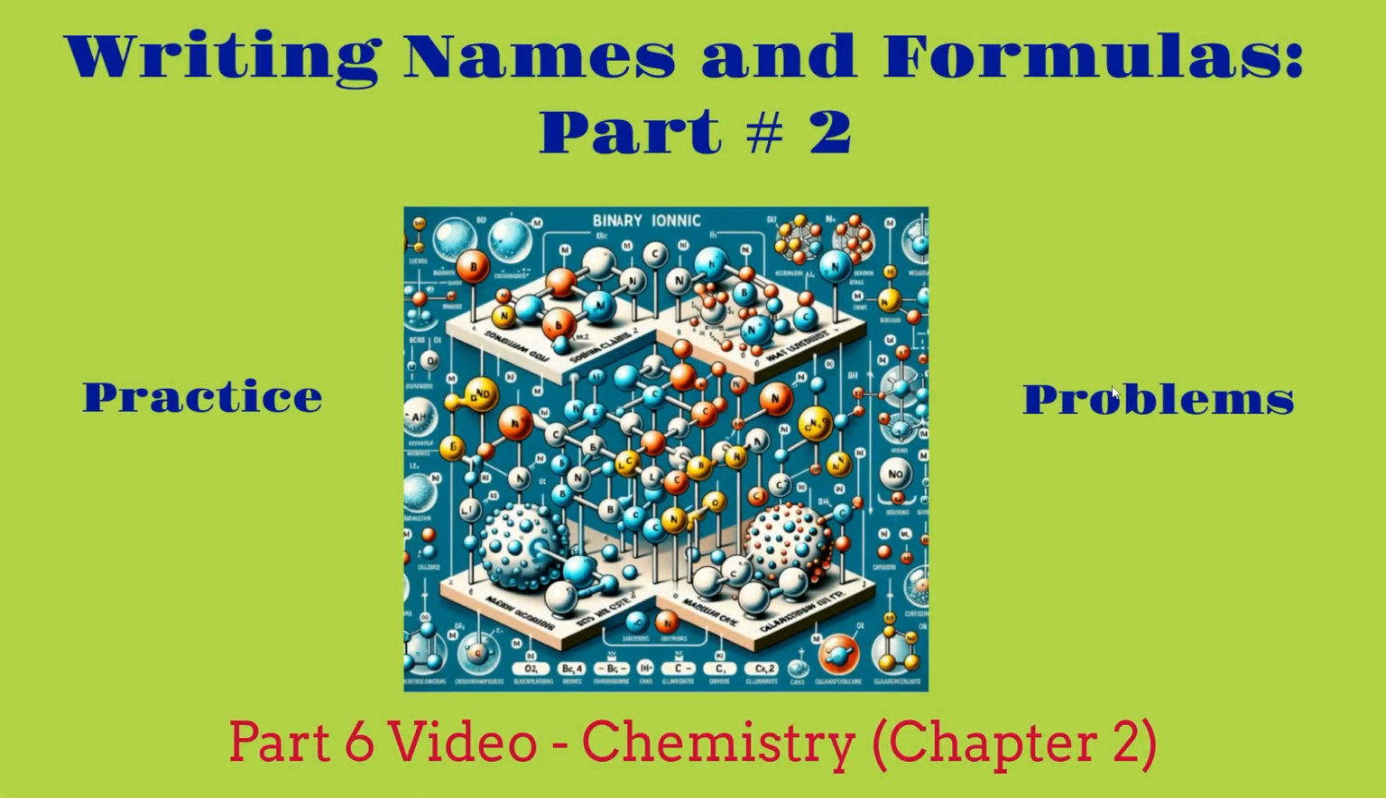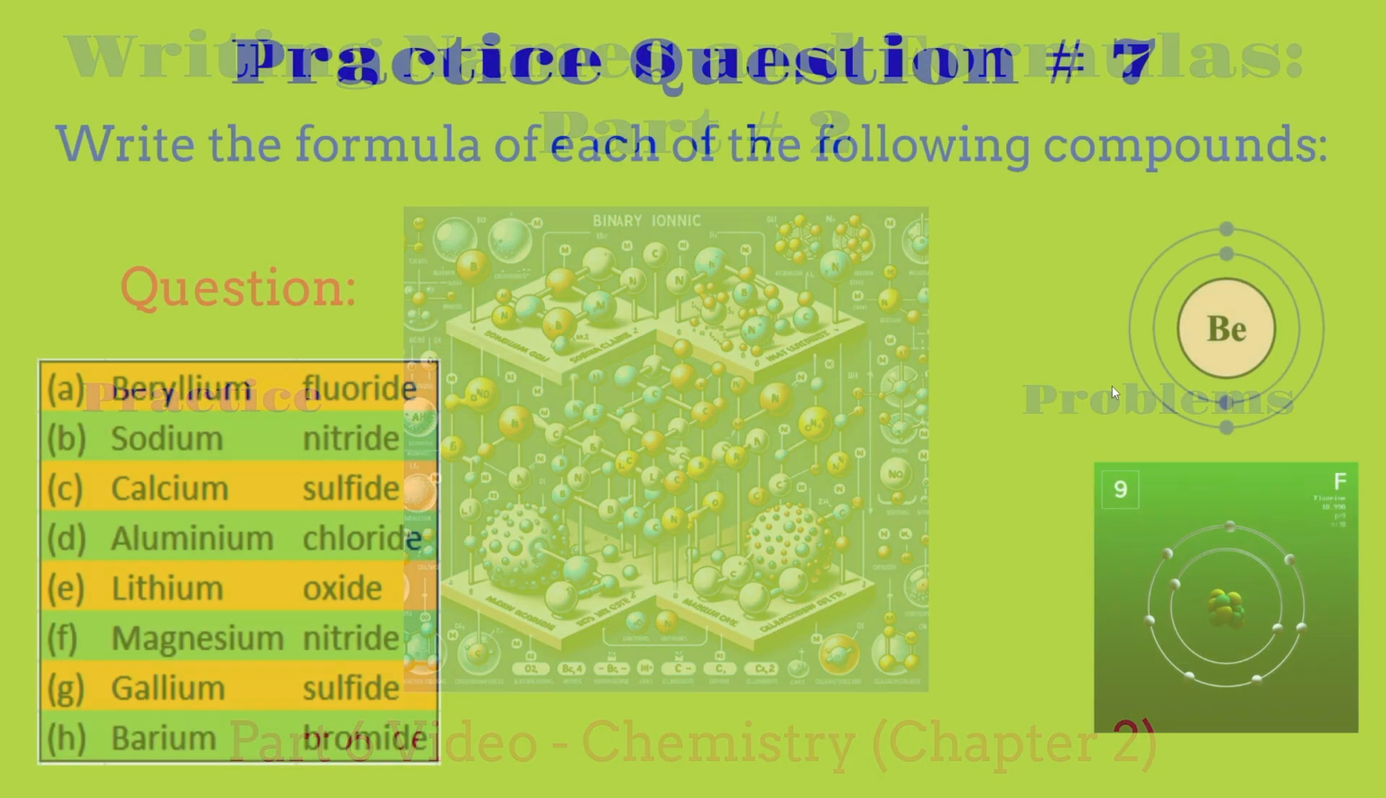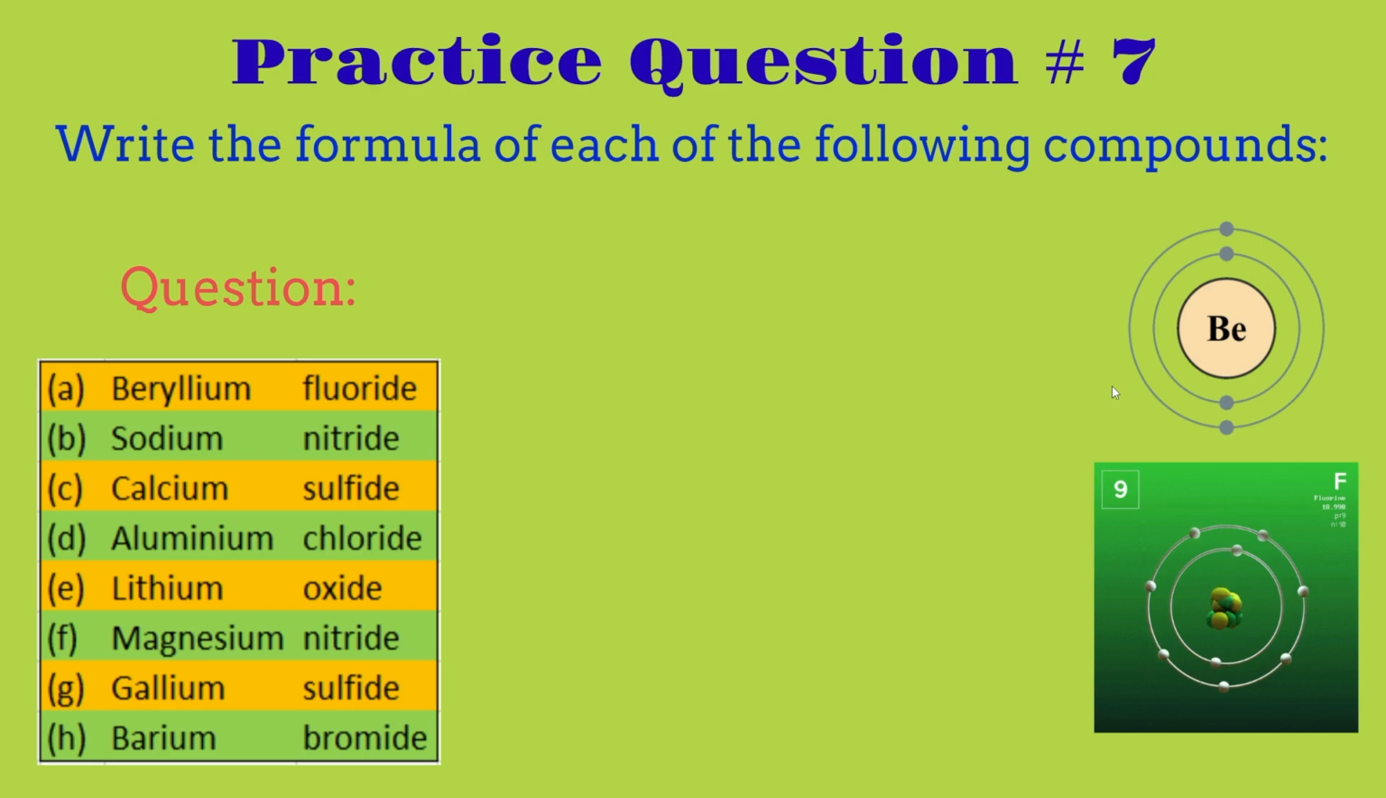In this video, we're going to be going over some practice problems for writing names and formulas. And this is our part 6 video inside of chemistry, chapter 2. So starting off with practice question number 7, we need to write the formula for each of the following compounds.